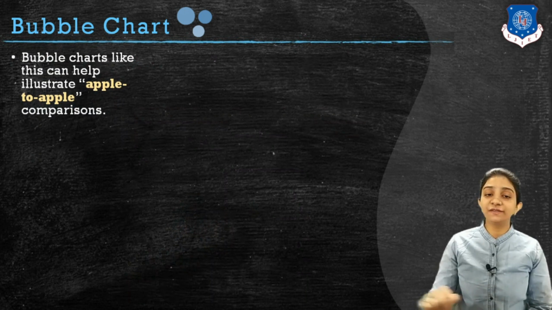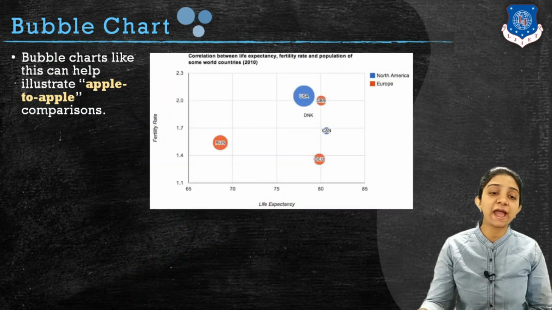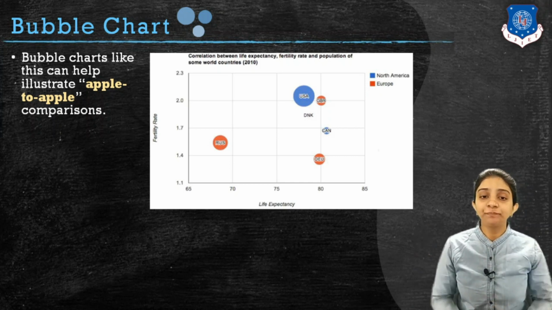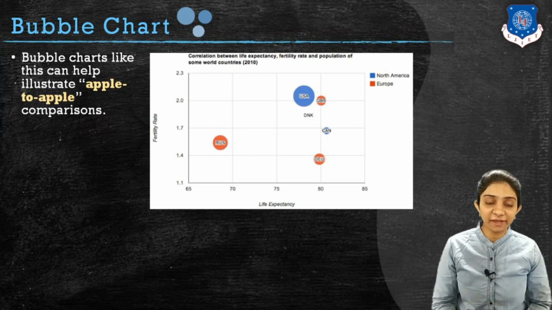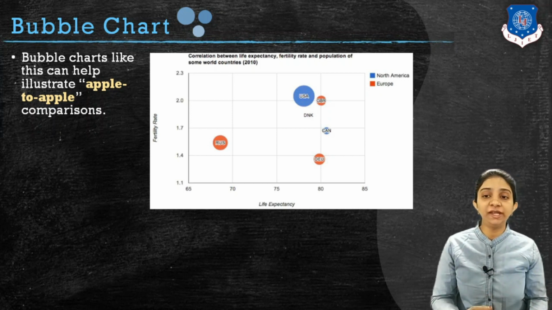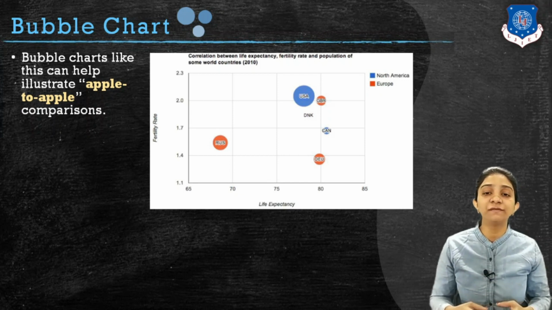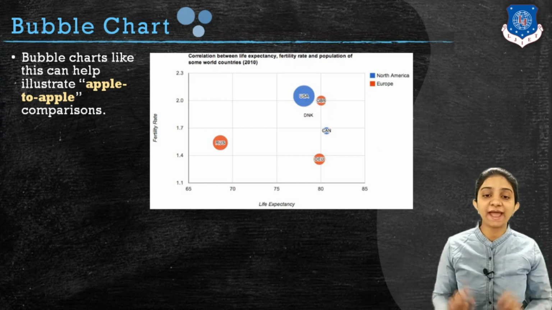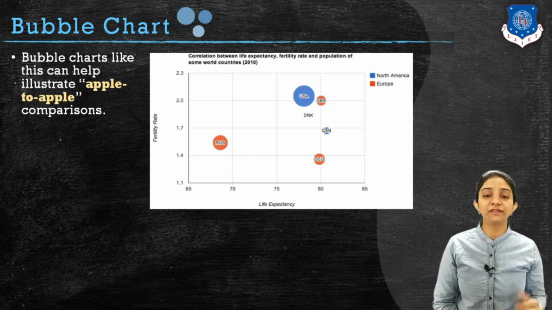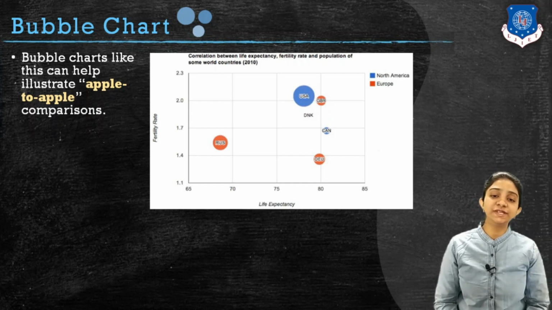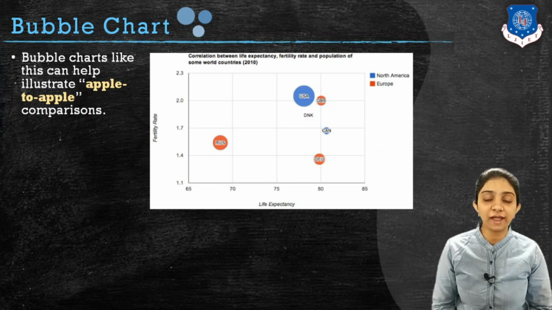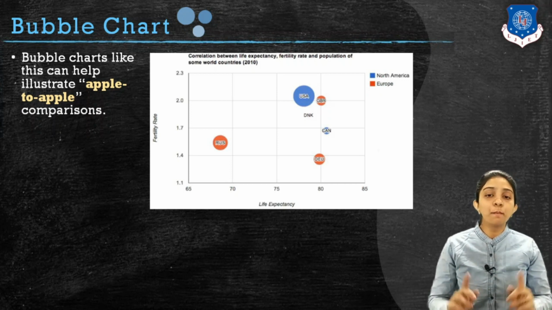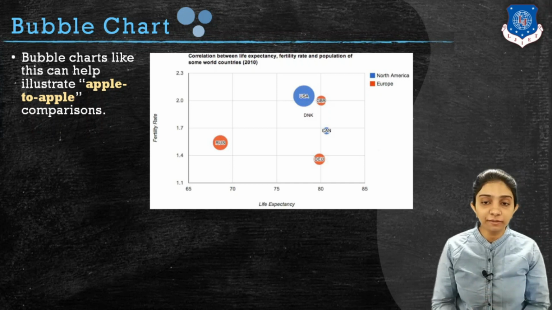Now, a bubble chart helps us illustrate an apples-to-apples comparison. As given in this particular diagram, it is showing life expectancy versus fertility rate and population of some world countries. The x-axis represents life expectancy, whereas the y-axis shows the fertility rate of a particular country, and the size of the bubble gives the population of that country.